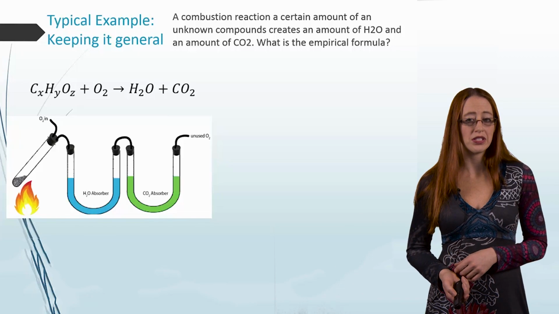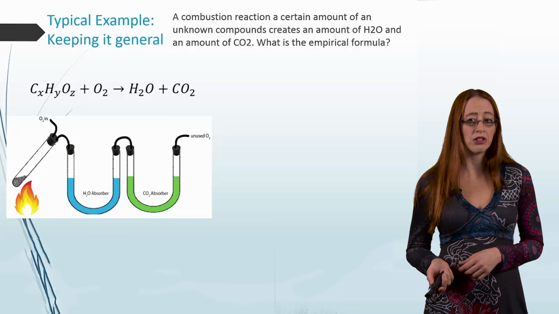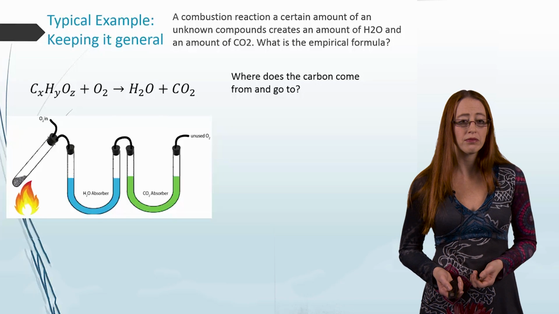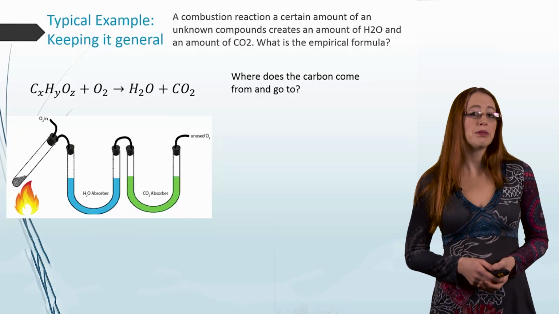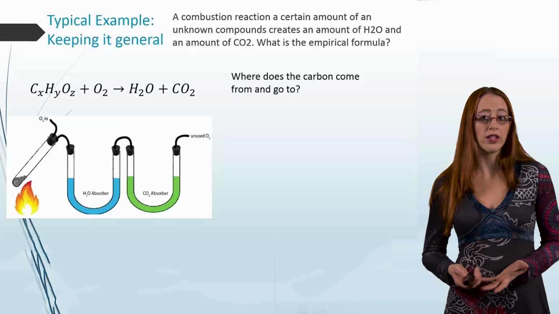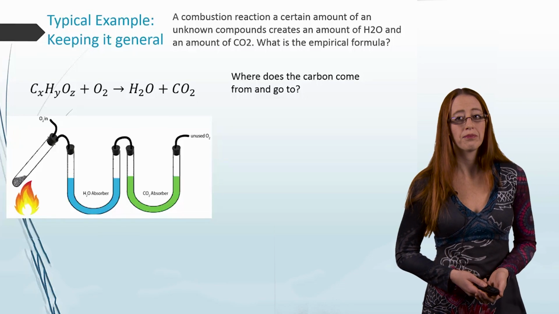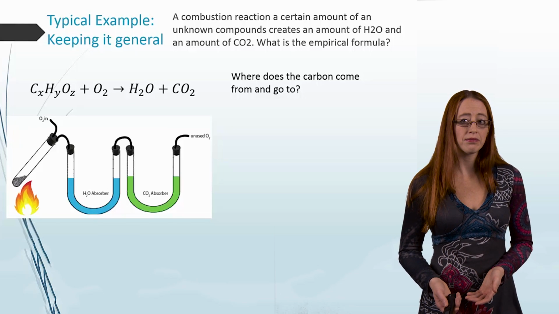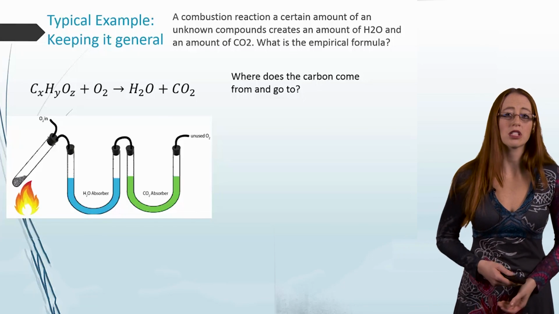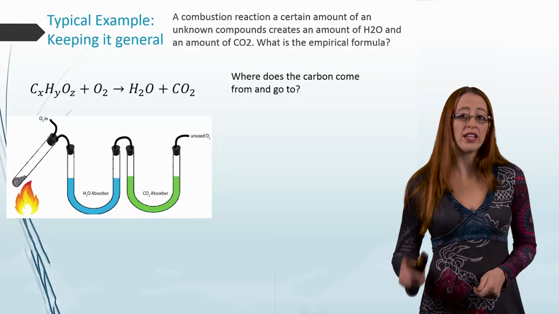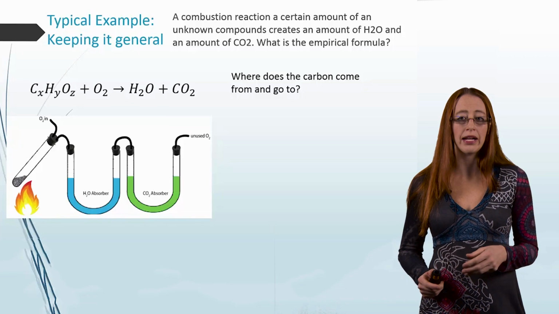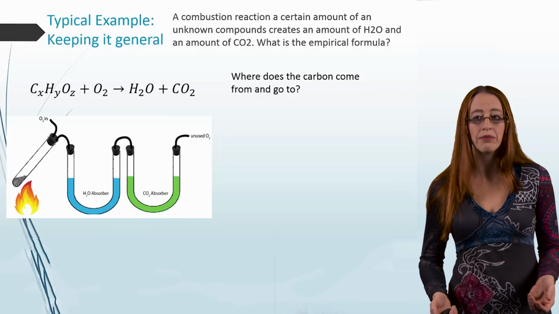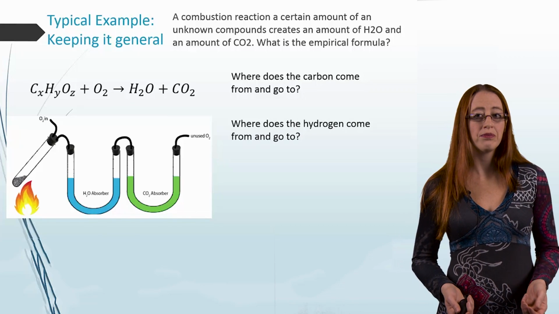So if we have this combustion reaction, let's first look at where the carbons are. So where are all the carbons coming from and going to? The only place that carbon comes from here is what we call the hydrocarbon, the thing that we're combusting. The only place that the carbon goes to is the carbon dioxide. So if we're collecting data on how much carbon dioxide we have, we know that every bit of that carbon in that carbon dioxide came from the hydrocarbon, and that's really useful information. We can use that.